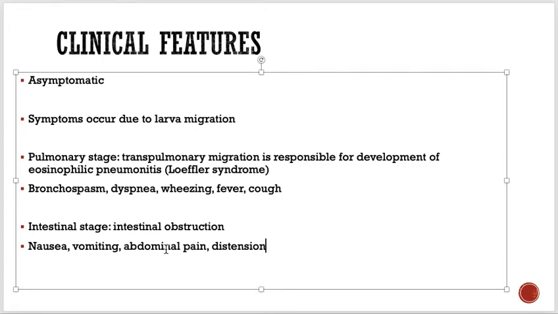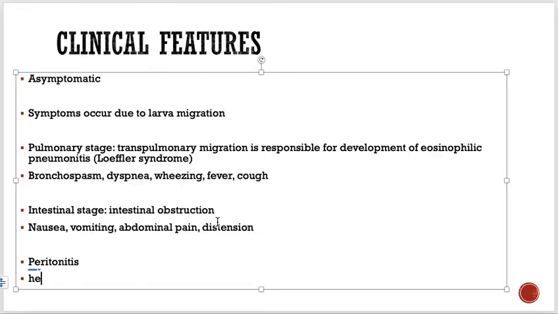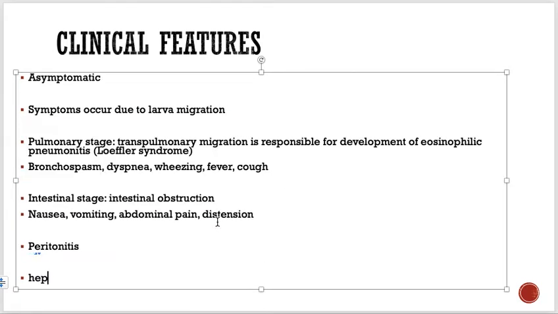Now, in the areas where this infection is common, many times intestinal obstruction patients present with this infection. Sometimes this parasite can also pierce the intestinal wall and lead to peritonitis. Also, there are cases of hepatomegaly, which are reported in many places.